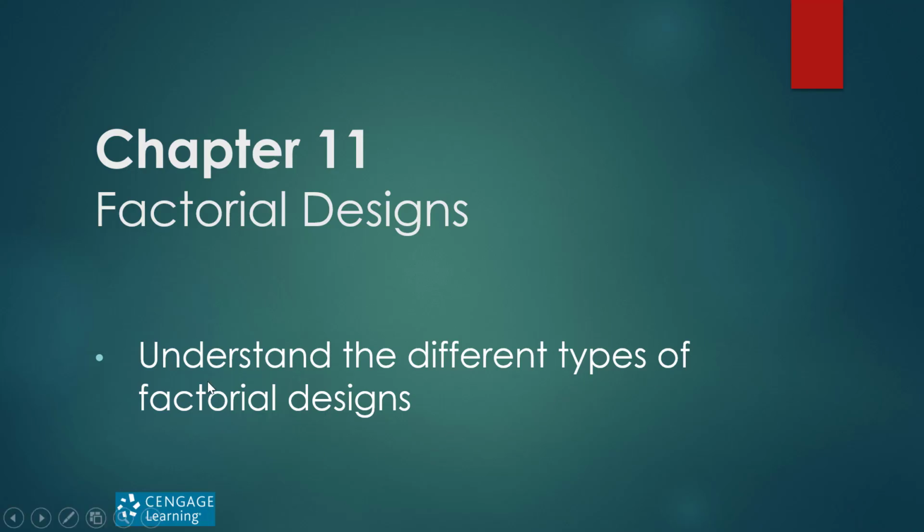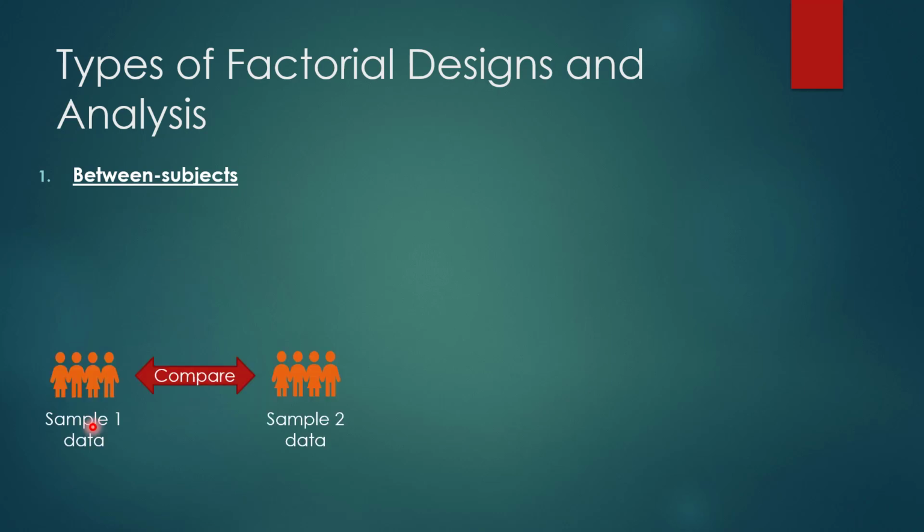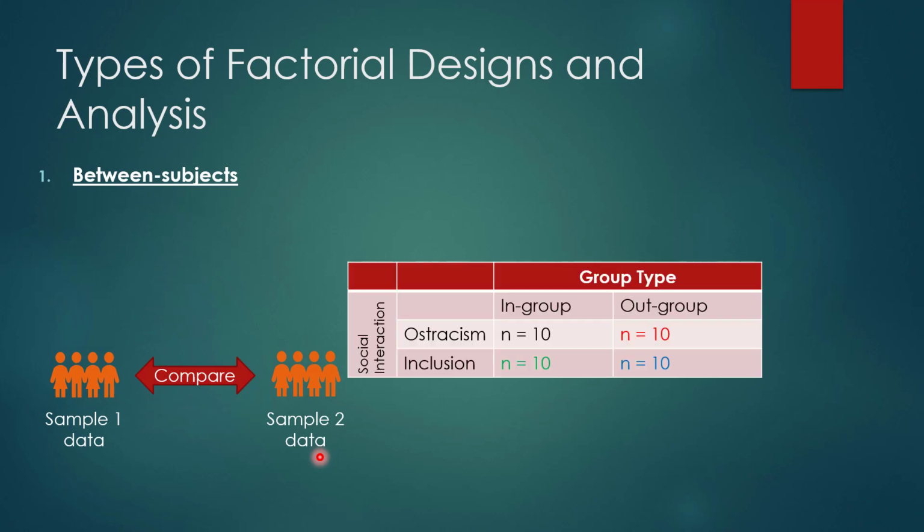In this video, we'll discuss the different types of factorial designs. So the first type of design we're going to talk about is a between subjects design. And let's remember back from chapter 8 that this is where we compare sample data from one group to sample data from another group. And let's also think back to our example from earlier videos for this chapter when we talked about group type versus social interaction with each one of these factors having two levels.